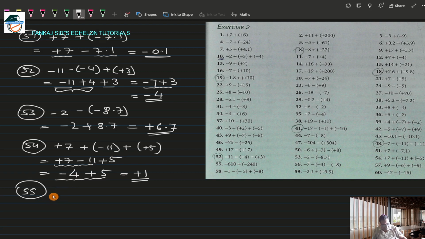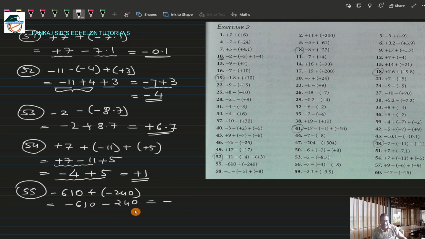55 says minus 610 plus minus 240. Now I remove the bracket, it will be minus 610 plus into minus is minus, and then 240. Now this happens to be two directed numbers with the same sign. So the same sign I am going to repeat here. So it is minus.